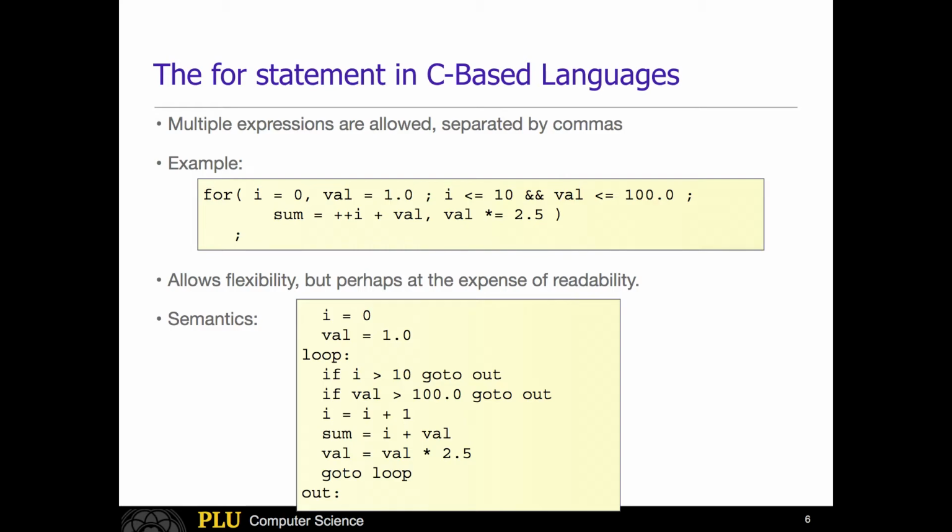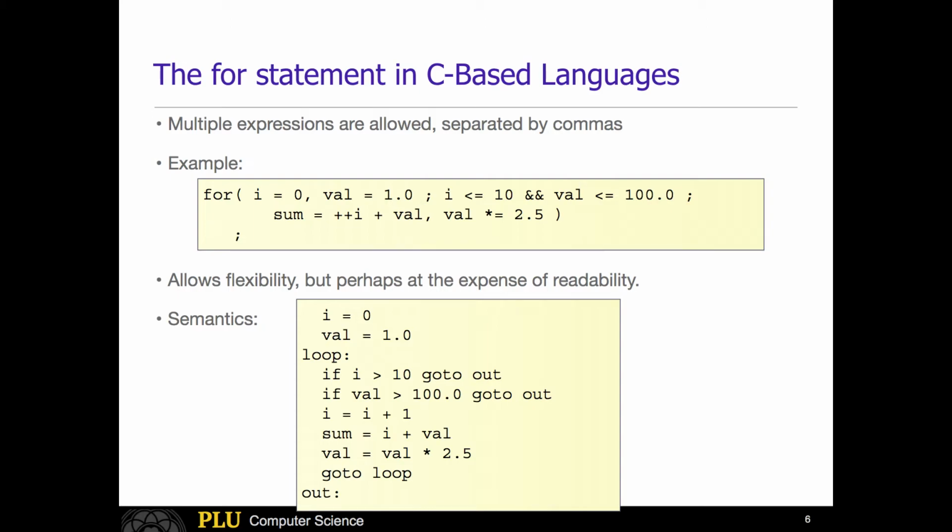For loops in C-based languages can get quite complicated. You're allowed to have multiple initializations. So in this case, we're initializing I and val. You're allowed to have a complex condition to terminate the loop, and in this case, we're checking the value of I and val. And then you can do multiple things in the update as well. So this particular statement is incrementing I, and reassigning sum and reassigning val as well. This is just an example of the sorts of things that you could do in the for loop itself.